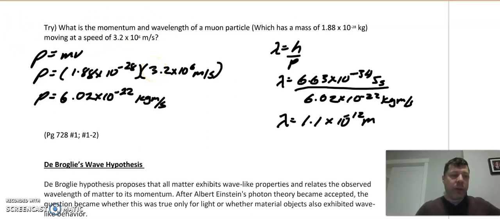Okay, so the momentum of this muon particle, mass times velocity again, is 6.02 times 10 to the negative 23 kilogram meters per second. And plugging that into the formula for momentum to find the wavelength, you're going to wind up with 1.1 times 10 to the negative 12.